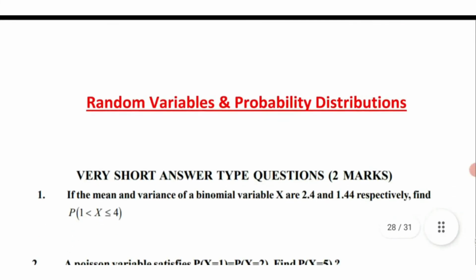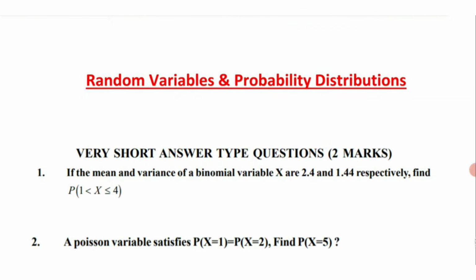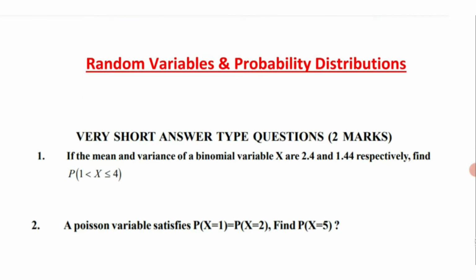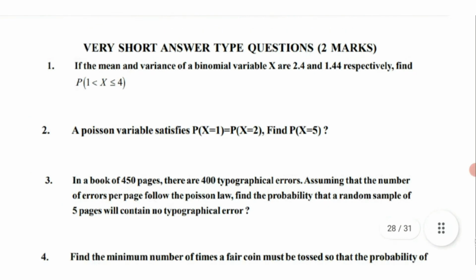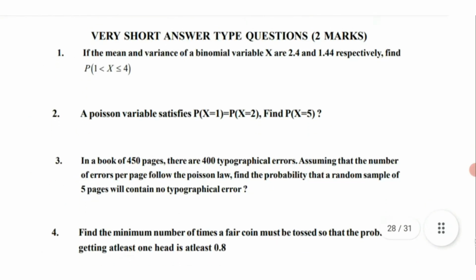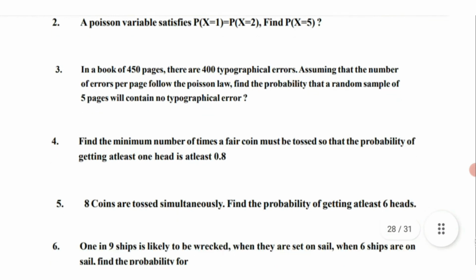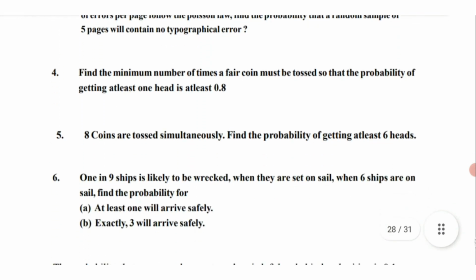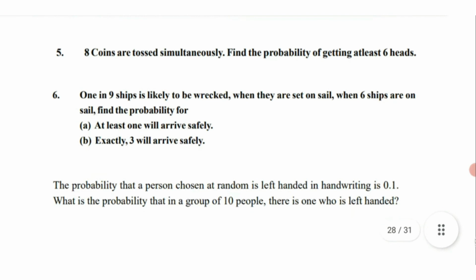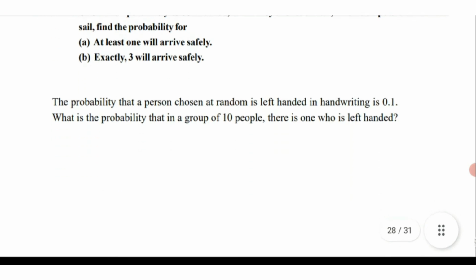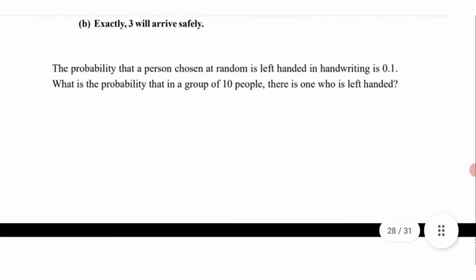Very important questions. Next and the last chapter, random variable. This year one VSAQ and LAQ we are expecting from this chapter. So I have listed here mean and variance, binomial variate question, Poisson distribution, 450 pages, minimum number of fair dice, 8 coins are tossed, ship is likely to be rigged, probability that a person is chosen. This is a 2 marks question.